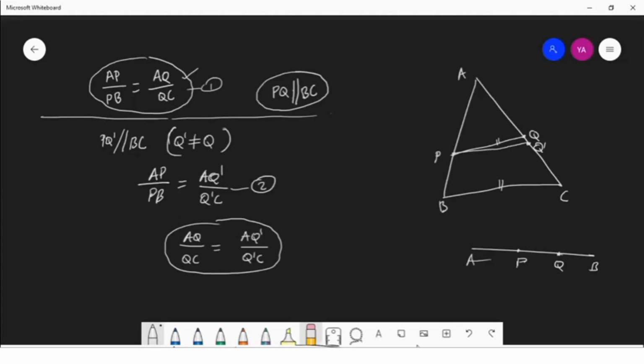So it is not possible for Q and Q dash to be separate points. That means Q is the same as Q dash, such that PQ dash is parallel to BC. So that shows that PQ is parallel to BC. That's the proof.